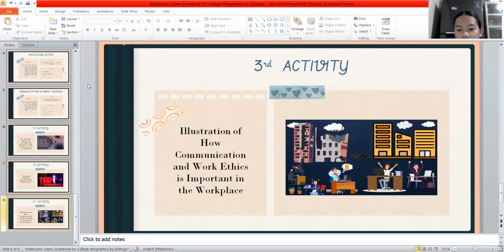Last is the illustration, making an illustration of how communication and work ethics are important in the workplace. I really like this one because as a person who is into business, I was able to analyze the effects of having bad and good communication in a workplace and how it affects the performance of employees, the employer, and the company itself.